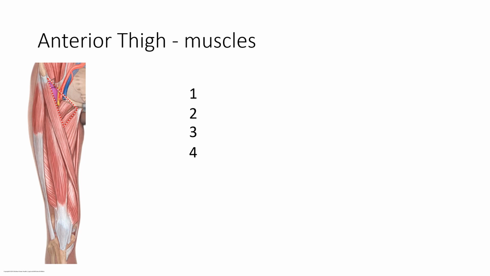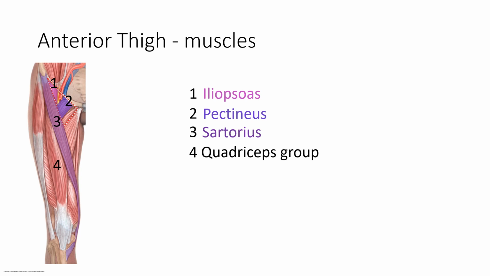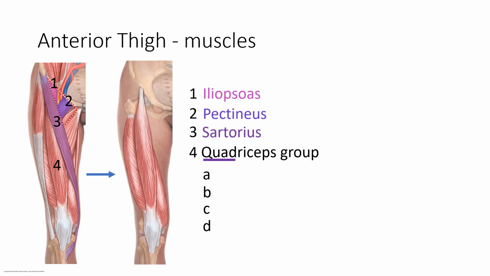So the first muscle we're going to look at is our iliopsoas. The next muscle is pectineus, and our third muscle is sartorius, and we've seen all of those previously in our femoral triangle. The last muscle we're going to look at is a muscle group, and it is the quadriceps group. With the prefix quad, meaning 4, we're expecting 4 muscles to be a part of this group. So if we look at another picture where we stripped away all the muscles except the ones pertaining to the quadriceps group, we can name them all.